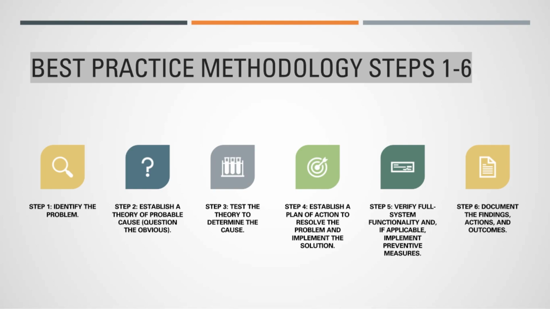Step 1, identify the problem. Step 2, establish a theory of probable cause. Step 3, test the theory to determine the cause. Step 4, establish a plan of action to resolve the problem and implement the solution. Step 5, verify full system functionality and, if applicable, implement preventative measures. Step 6, document the findings, actions, and outcomes.